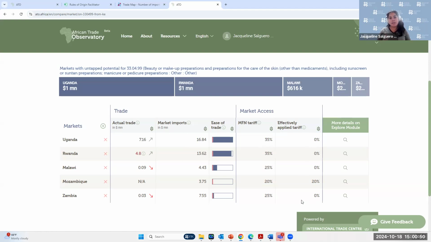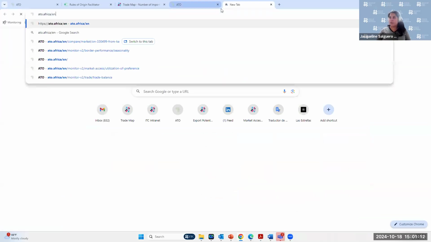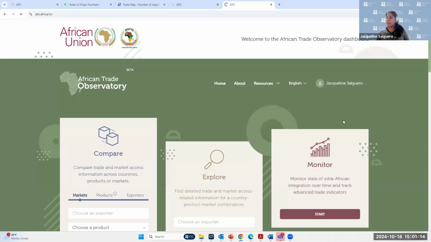And now I need to understand whether it's feasible for me or not to get into that particular market. So to do that, I said we need to go to the Explore module. Here we can go to the Explore module by just clicking on the last column, more details. The second option is to go through the Explore module from the home page. So let me just go quickly. Hopefully it should work well without problems.